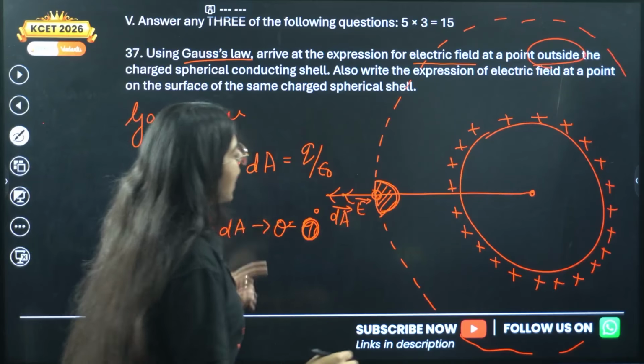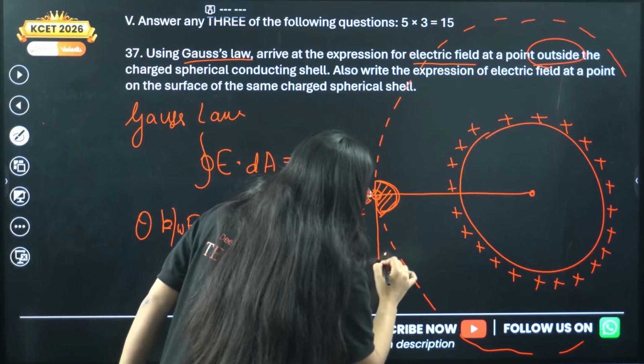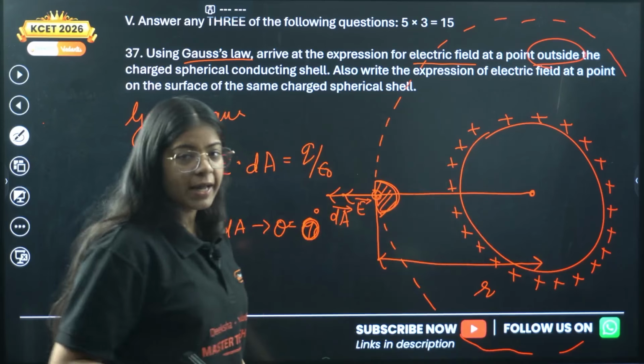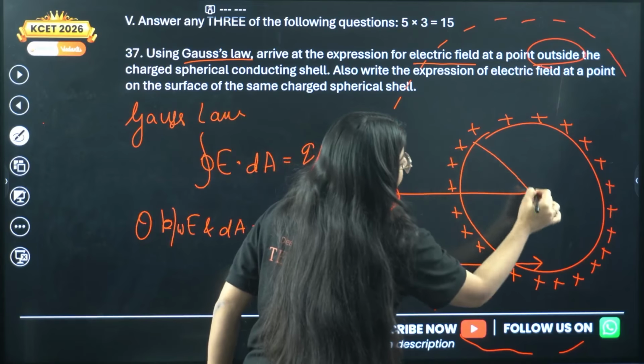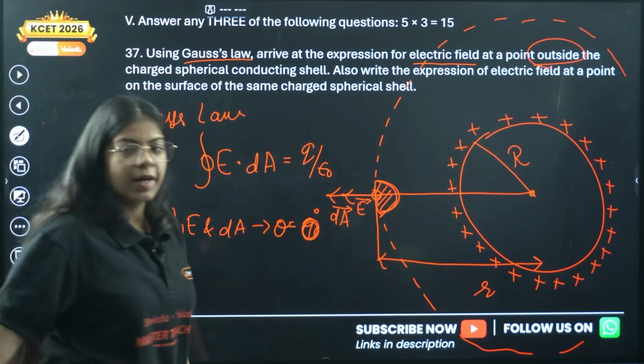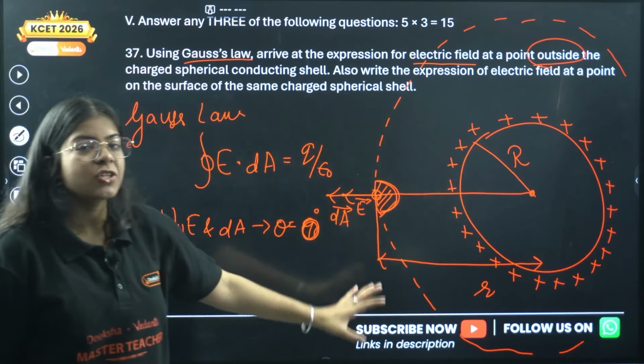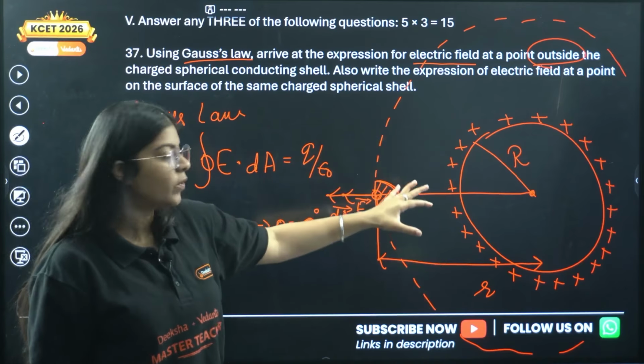Now remember, r is the distance between this point and the center, and let's say the shell has radius capital R. You have to write everything over it: consider a spherical conducting shell, all the charge will reside over its surface.